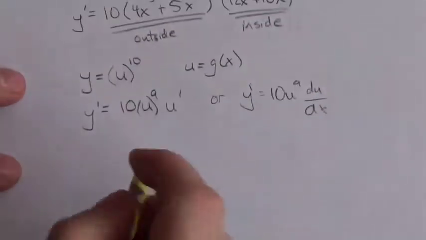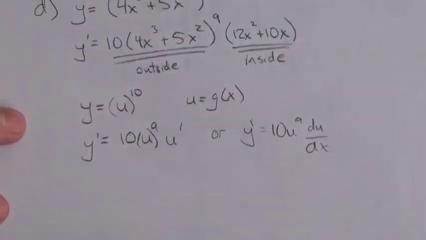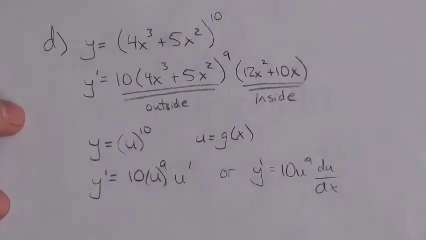Here, once I know what u is, I'm going to plug the u inside here, and then I'm going to take the derivative and multiply out by the back end. Okay? So that is the essence of implicit differentiation.